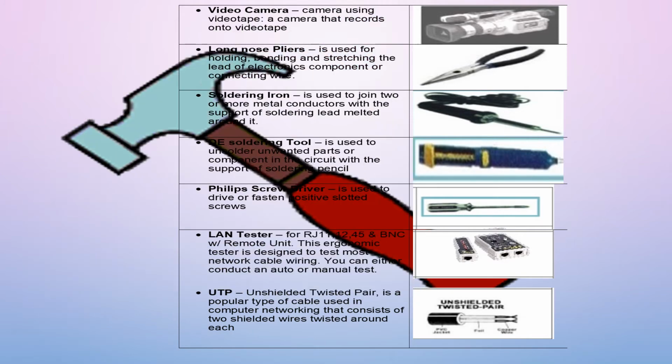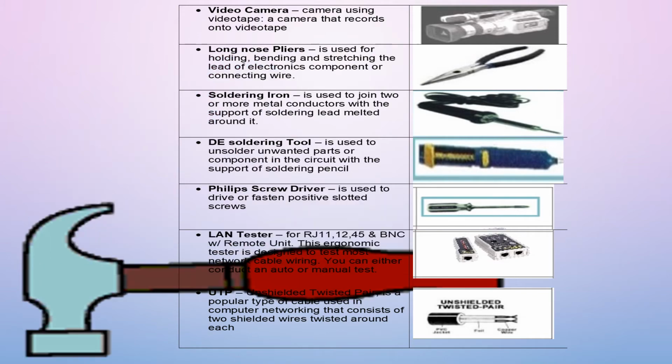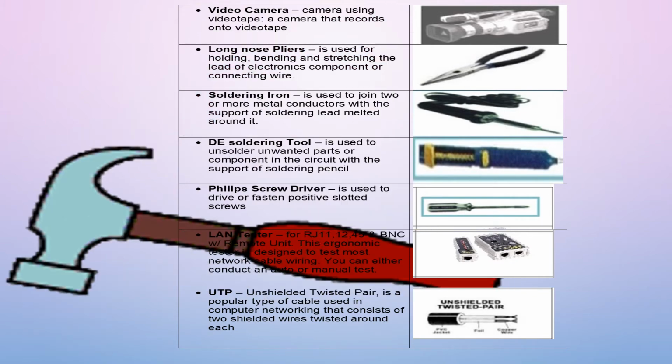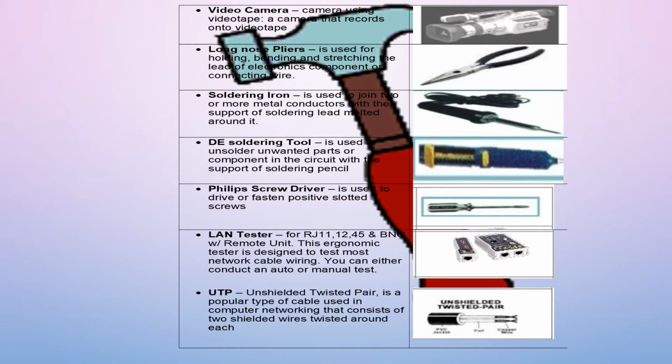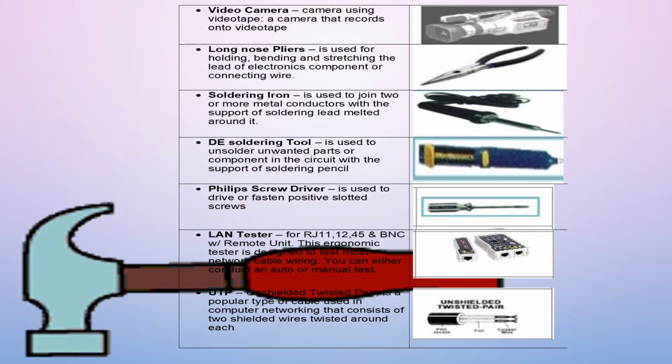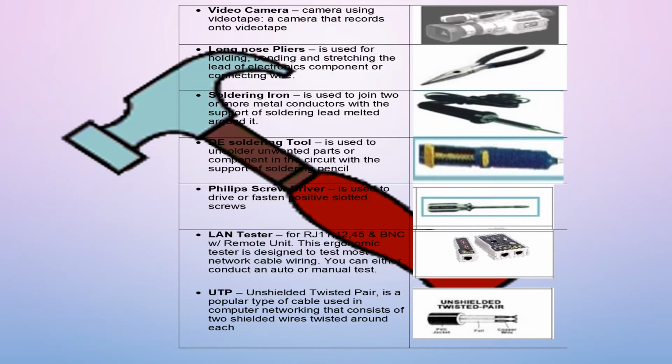Long nose pliers is used for holding, bending, and stretching the leads of electronic components or connecting wire. Soldering iron is used to join two or more metal conductors with the support of soldering lead melted around it. Desoldering tool is used to unsolder unwanted parts or components in the circuit with the support of a soldering pencil.